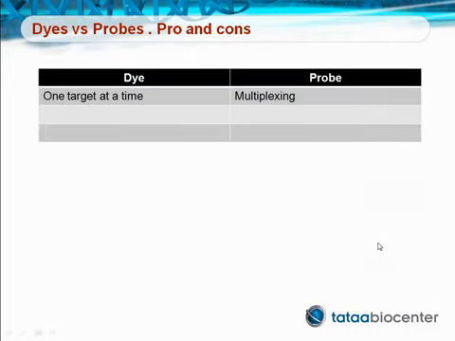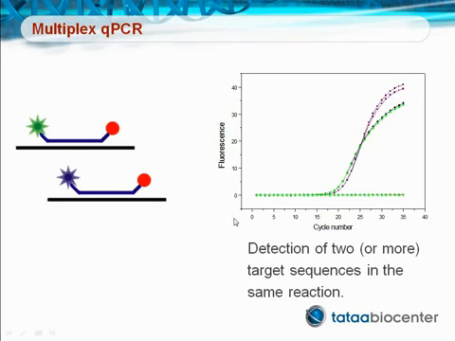While the dye reporter is sequence non-specific and can only be used to detect a single target per reaction, probes are amenable for multiplexing, allowing simultaneous detection of multiple targets. The probes are designed to target different amplicons, each probe being labeled with a distinct dye. The fluorescence from the different dyes is detected in separate channels of the qPCR instrument.